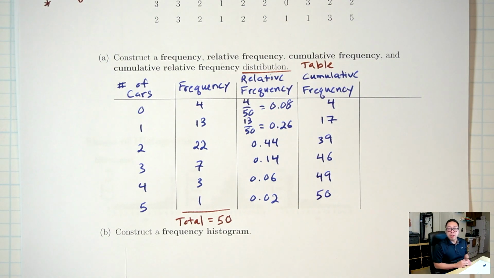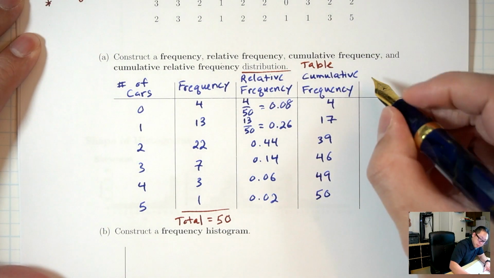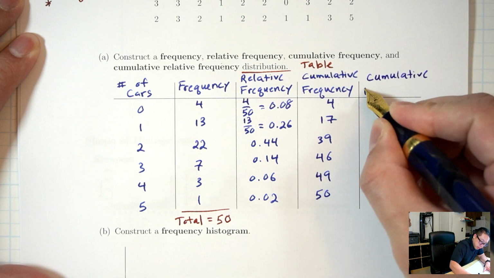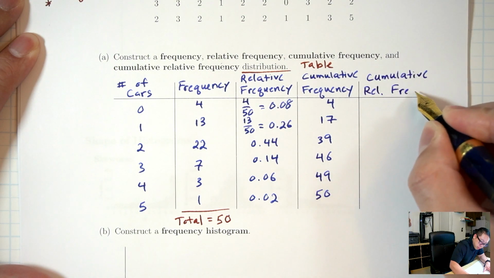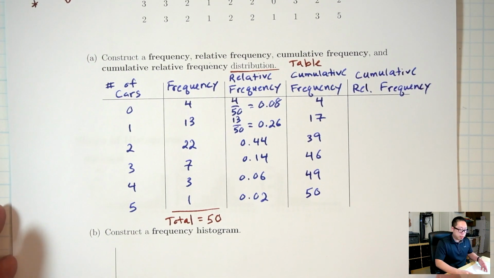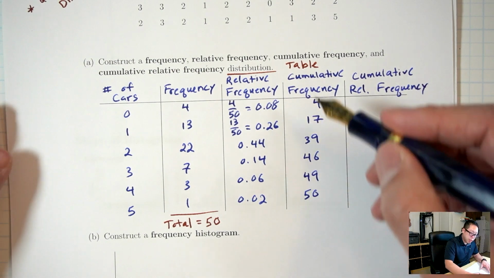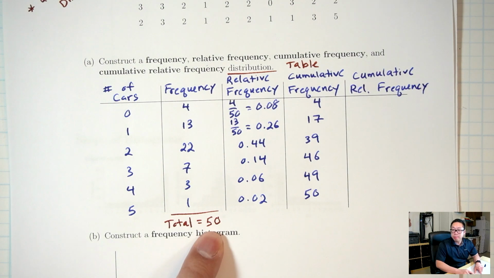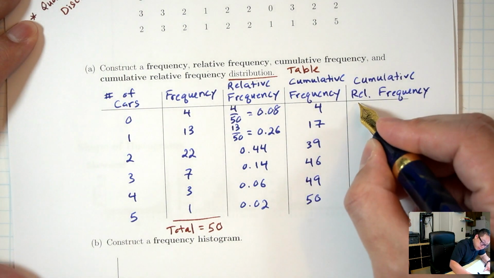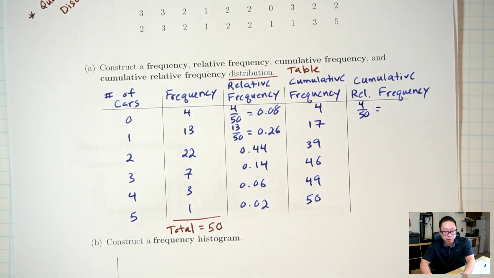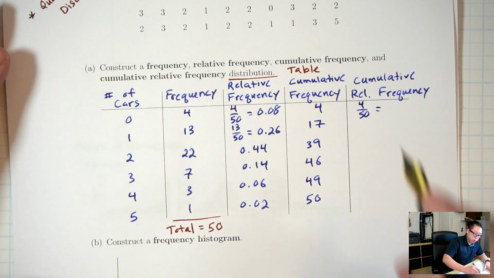And then finally, we have cumulative relative frequency. Okay, anytime you see the word relative frequency, it means find the percent, right? So we're going to take all these cumulative frequencies and then divide it by the total number of people, which is 50. Okay, so the first one is going to be 4 divided by 50, 0.08.